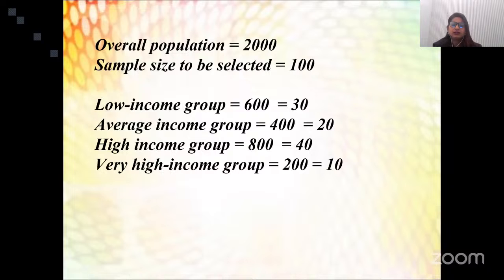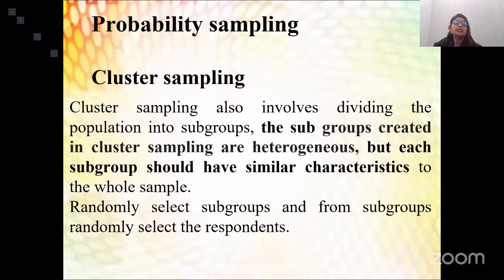This is another one. Now next is cluster sampling. In probability sampling, the next is cluster sampling. Cluster sampling is also a two-stage process. Here also we have to divide our population into subgroups, and that subgroup is known as a cluster. Now, how can we form the cluster? The subgroups which we create as clusters are heterogeneous.